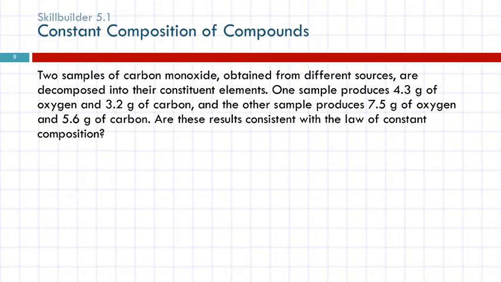So if we have two samples of carbon monoxide that we got from different sources and we decompose them into their constituent elements, it says that one sample produces 4.3 grams of oxygen and 3.2 grams of carbon. And the other sample gives 7.5 grams of oxygen and 5.6 grams of carbon. The question is, are these results consistent with the law of constant composition? So what we want to look at is the ratio of the masses.